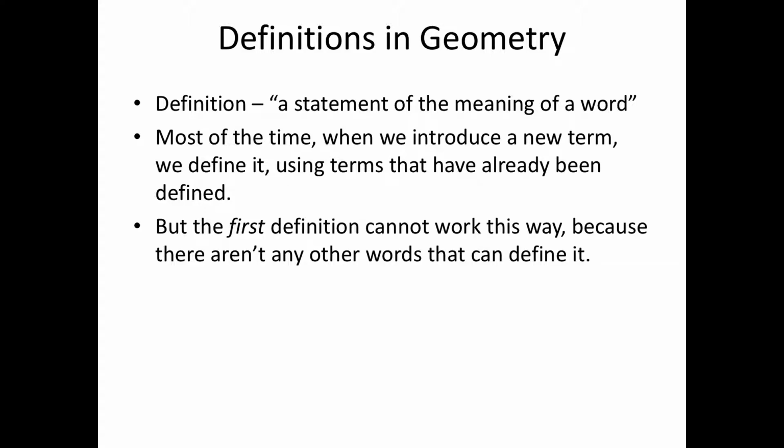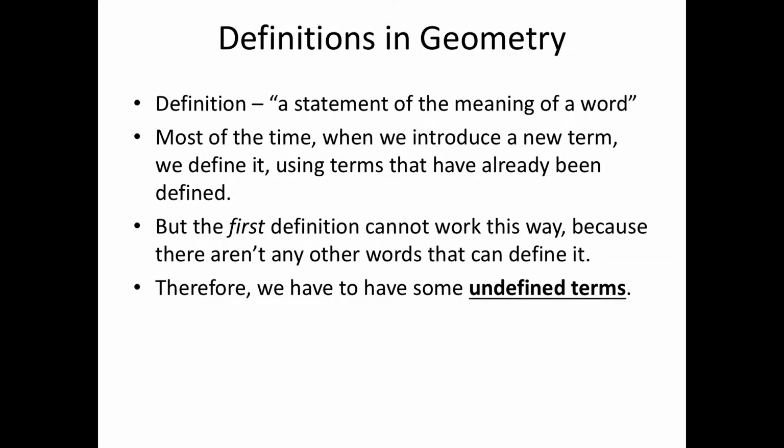Okay? But the trouble is, if I define a triangle and I say, okay, well, it's a shape with 3 sides, and I say, okay, what does shape mean? What does side mean? And you say, oh, okay, a shape is made up of a bunch of sides. Hey, what's a side? Okay, well, no matter how you go, I can just keep asking, what's that, what's that, what's that? Right? And you'll never get there. Someone can always ask that. So the first definition can't work this way because there aren't any words to define it. Right? So, therefore, we have to have some undefined terms.